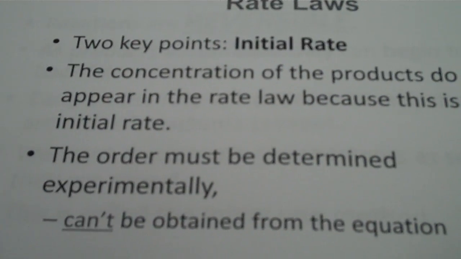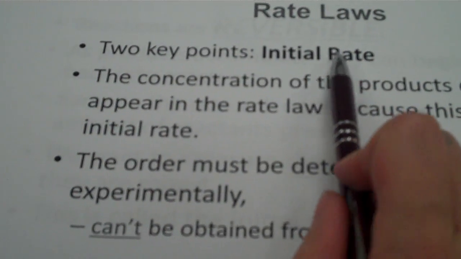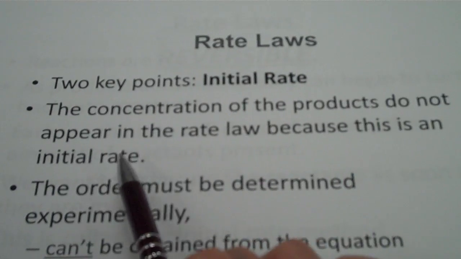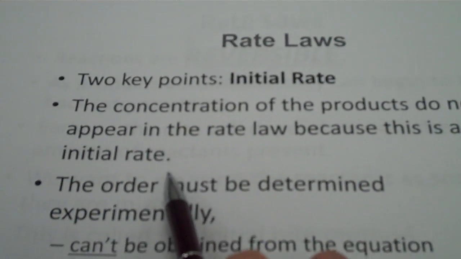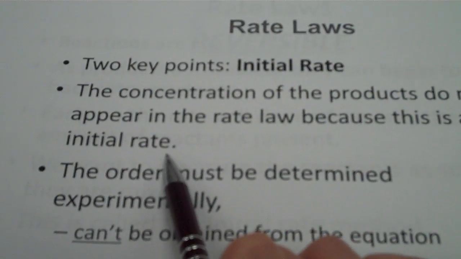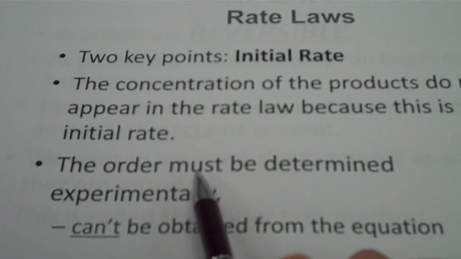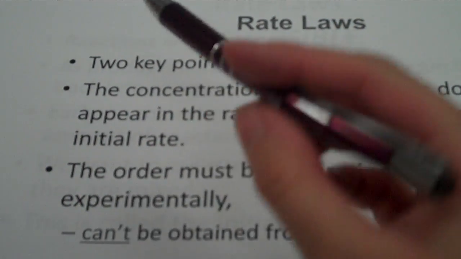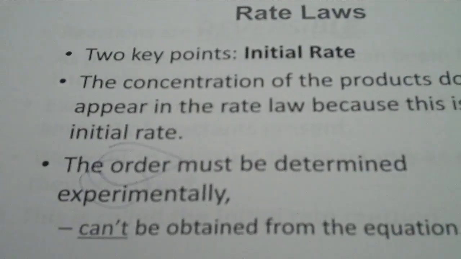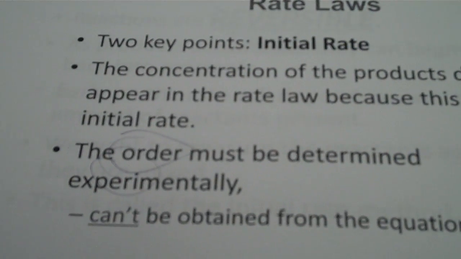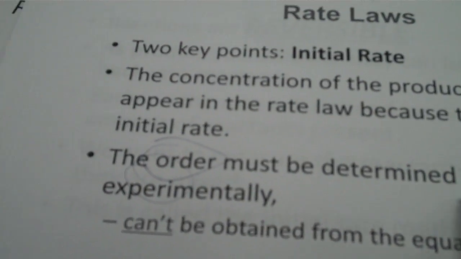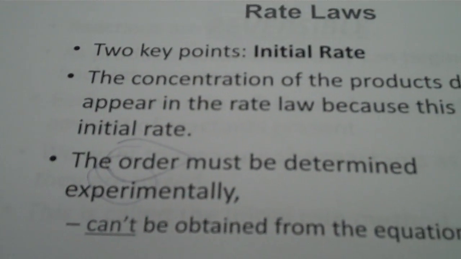So here let's talk about this initial rate. So 2 key points about the initial rate law. The concentration of the products do not appear in the rate law because it is the initial rate, because they don't matter. They aren't there yet. They don't exist. And the order must be determined experimentally. So you have to determine an order of a reaction. You cannot just look at the equation to determine the order. It has to be determined experimentally, or you have to be given the experimental data to prove it.